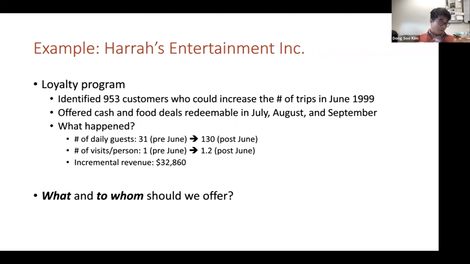The program was successful. The average number of daily guests rebounded significantly from 31 to 130. And the average number of visits per customer also bounced back from 1 to 1.2. These led to additional revenues of $33,000.